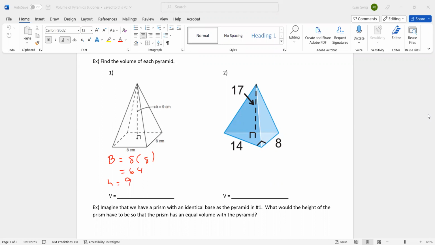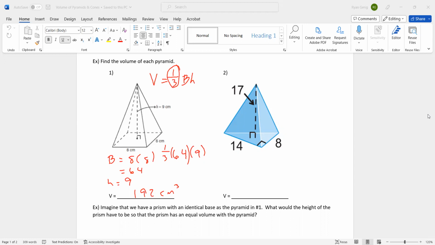And so here's what I see a bunch of people do. They'll do 64 times 9 and write that answer on the line. When you see you're doing the volume of a cone or a pyramid, write out the formula. It's going to be the best way to remember that 1/3. So 64 times 9 divided by 3 is 192. And that would be cubic centimeters.